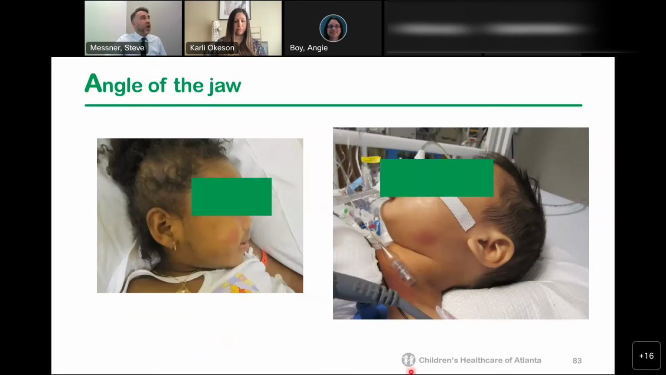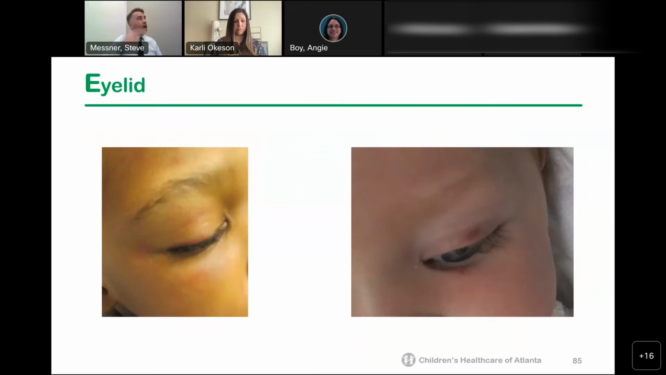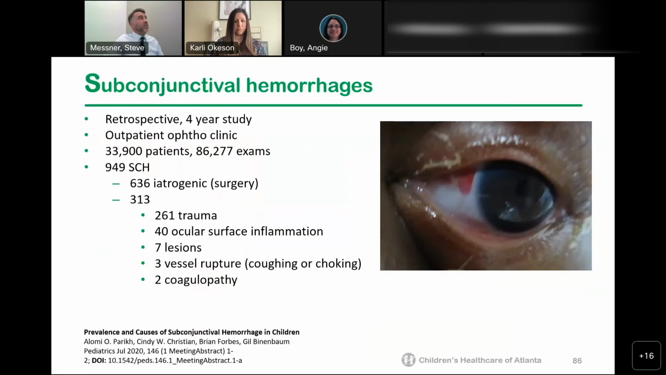Here's at the angle of the jaw. Here on the cheek, so the fleshy part of the cheek, usually from someone squeezing the child about the face. On the eyelid, and then the S for FACES is subconjunctival hemorrhages. We used to think, hey, this is just something that just pops up in kids. Maybe they're coughing too much or sneezing or vomiting.